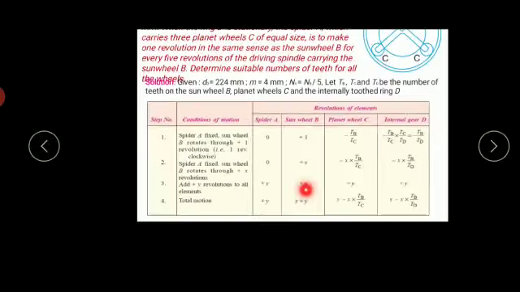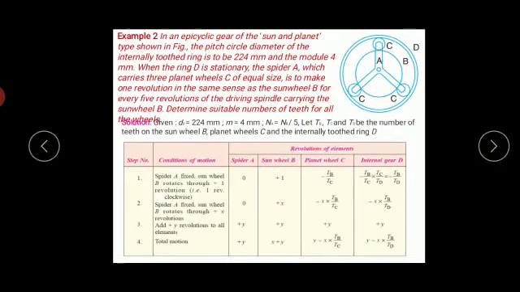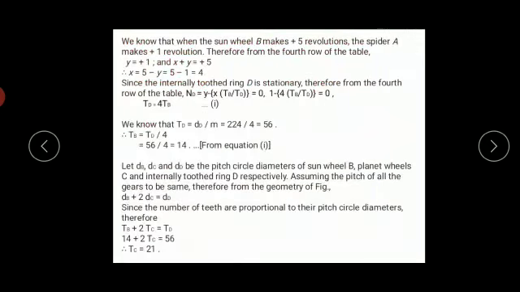Now from the statement of the problem, we are given certain things here: the diameter is 224 for gear D, the module is 4 mm, and NA is equal to NB by 5, or the speed of gear B is 5 times NA. So with respect to this, the sun wheel B makes plus 5 revolutions, and spider A makes plus 1 revolution.